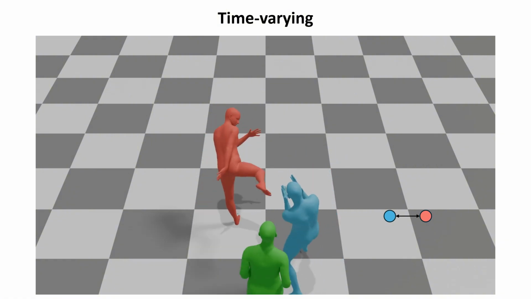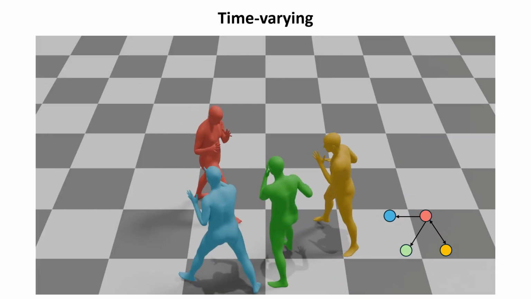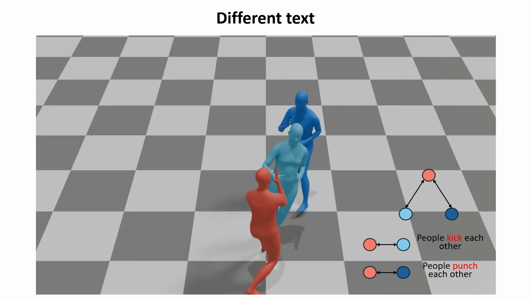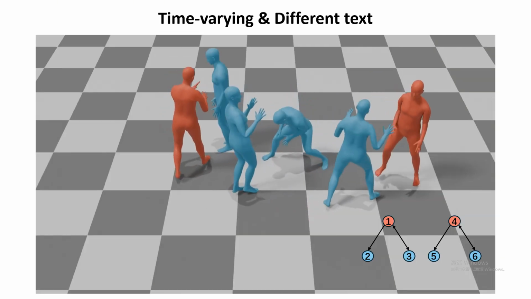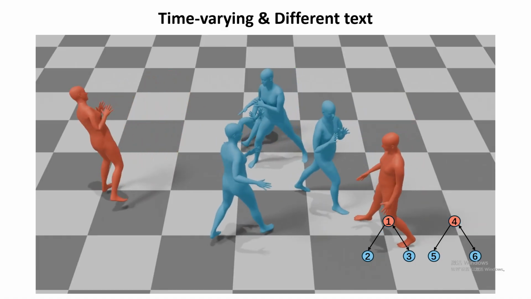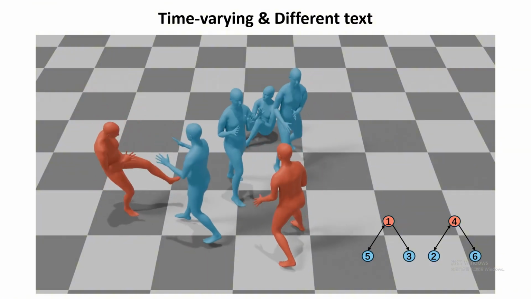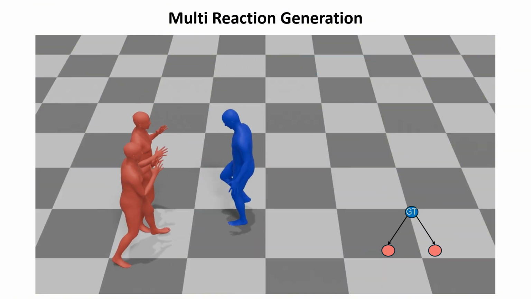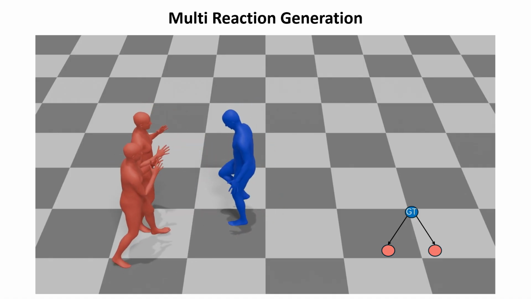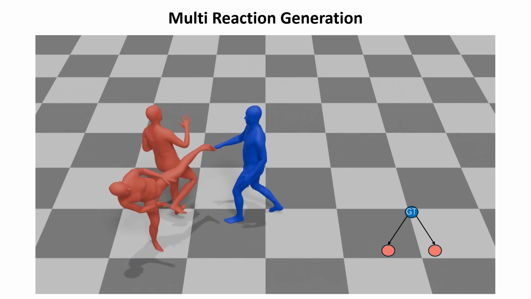Here we show a time-varying example, the red character fights with more and more enemies. We also allow different text between different condition pairs in the same graph. Here is a complicated fight example with a time-varying graph and different texts among pairs. Here, we show a case of multi-reaction generation. The blue character is the clean motion condition, and we generate two different reactions for it.